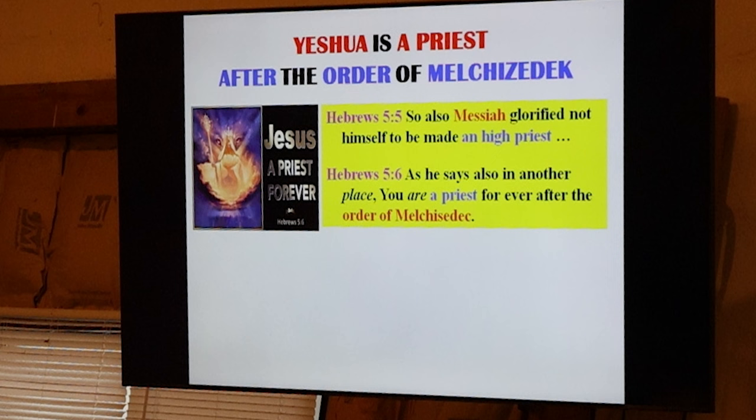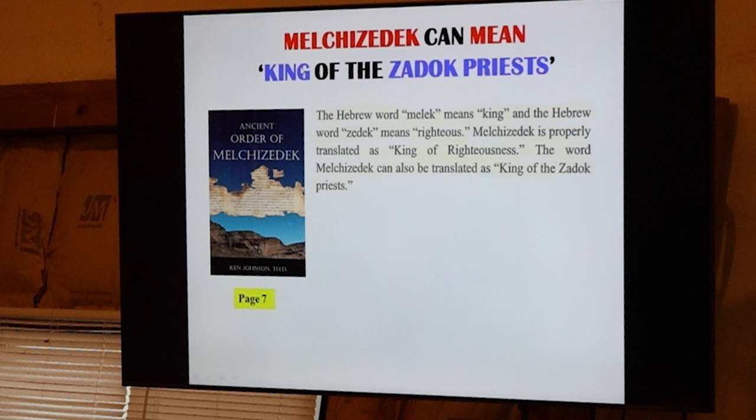Zadok in Hebrew means righteousness. If I change the vowels, I can say Zadok. Melchizedek: Melech is king, and I read that as king of righteousness. But if I change the vowels, I can read it as king of the Zadok priests. Yeshua is the king of the Zadok priests. He's over the Zadok priests. His Melchizedek priesthood is different and distinct from the Zadok priesthood, and it is over the Zadok priesthood. Okay, so they're actually all linked together. Yeah, they're subject to him, ultimately, functionally. So Melchizedek can be rendered king of the Zadok priests.